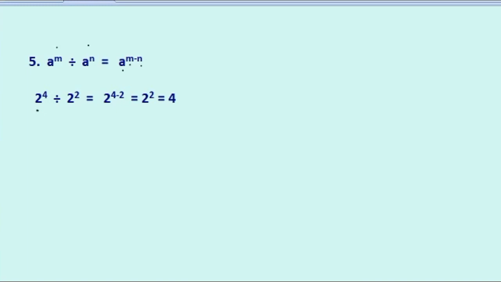If the number is 2 raised to the power of 4 divided by 2 square, then we can see that the base is the same in both numbers, 2 and 2. So we write the base as the same, powers 4 and 2. So 4 minus 2 is 2. So 2 square will be our answer. 2 square is 4. See how easily we got the answer.